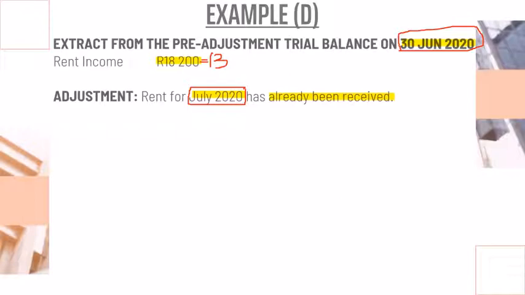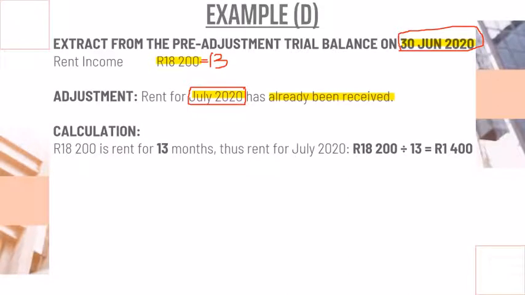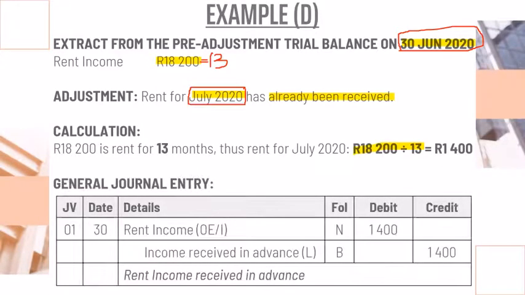What do we need to do? We have to calculate the rent for 1 month, and we have to take it out of the rent income account. The calculation is super simple. You divide 18,200 by 13, which shows you it's a rent of 1,400 Rand per month. And if we take it out, we now credit income received in advance because it's a liability. We haven't earned the income yet. It's not even July 2020 yet. So we owe this tenant rent for 1 month, basically, in the balance sheet section.